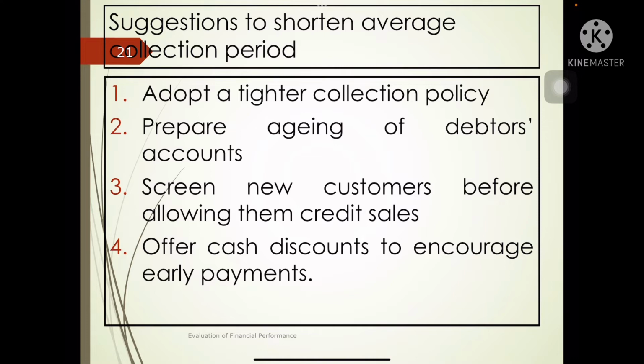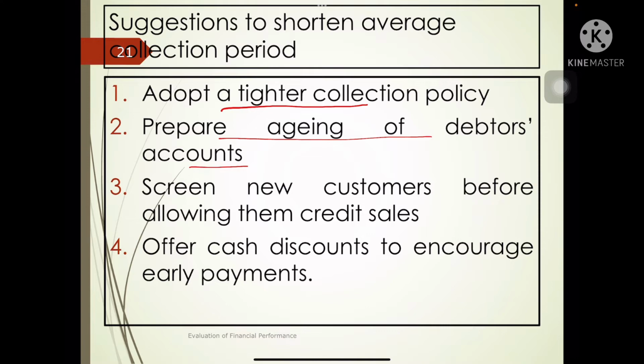Number 1 is we have to adopt a tighter collection policy. We have to keep track to make sure that our debtor is going to pay us back. Alright, we have to prepare the aging of the debtors account. Make sure that we list down the amount that they owe to our company.